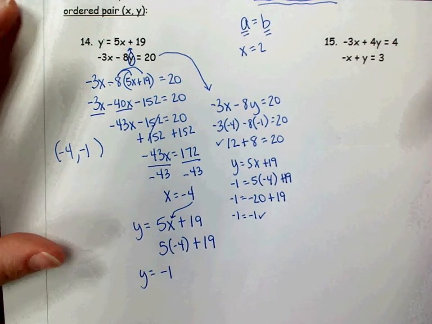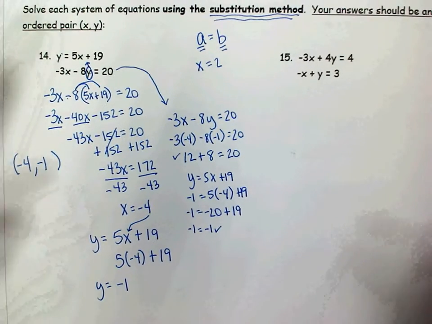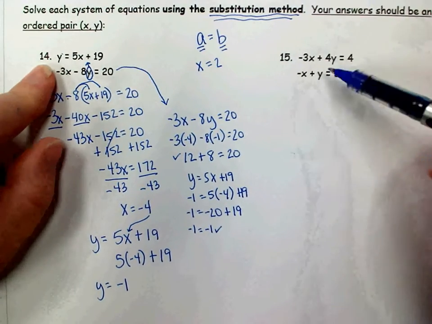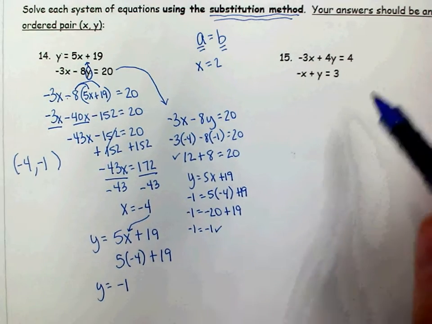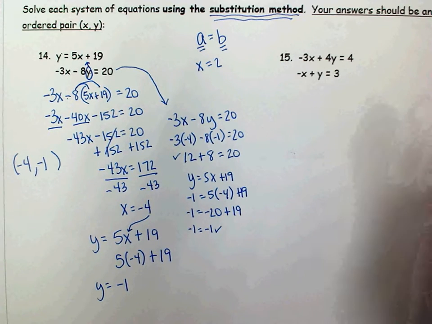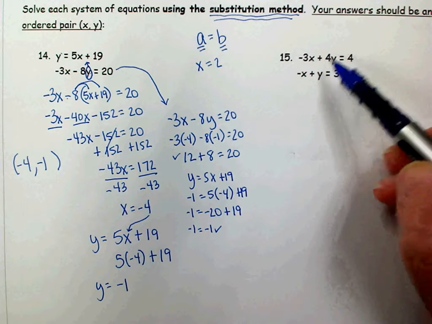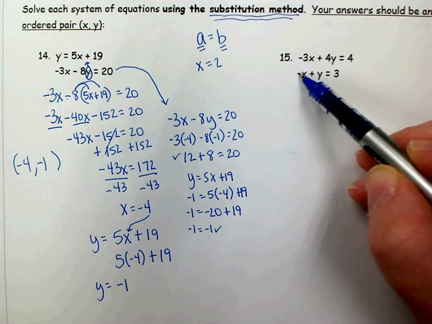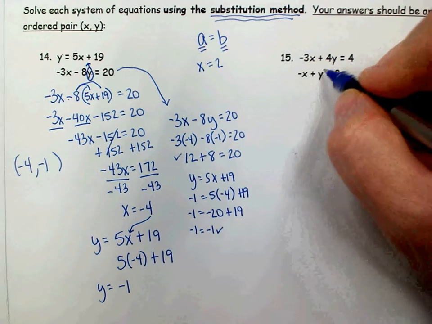All right, let's look at number 15. Number 15 is just one step harder than number 14 because none of my variables are isolated yet. I always look for the one that's easiest. Look for a variable that has a coefficient of 1. Well, this one has a coefficient of negative 3. This has a coefficient of 4. This has a coefficient of negative 1, but this has a coefficient of 1. This is what I want to solve for.